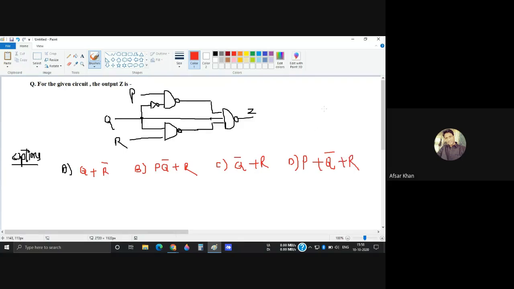Yes, students, can you solve this? Yes, can you try? Yes, respond. Yes, sir, try. Just try and tell me what answer you're getting.